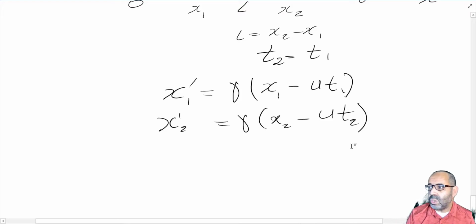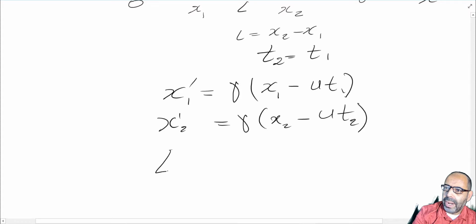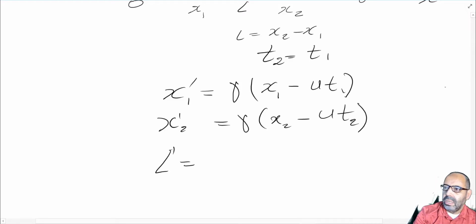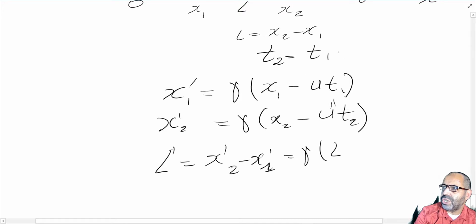Now, if I take the difference of these two quantities to find the measurement of the length in the prime reference frame, L prime, which is simply x2 prime minus x1 prime, this is equal to gamma times (x2 minus x1), that's L. And these two times are the same, because the condition in order to measure length is that the measurements have to be at the same time. So the length L prime is equal to gamma L.